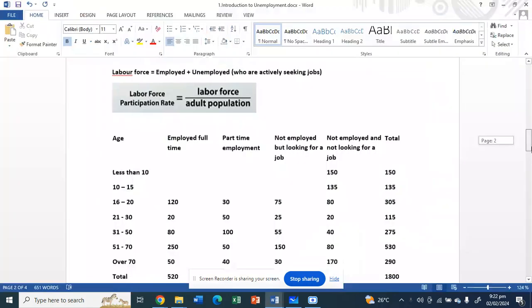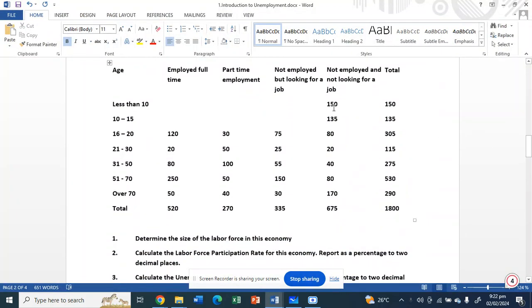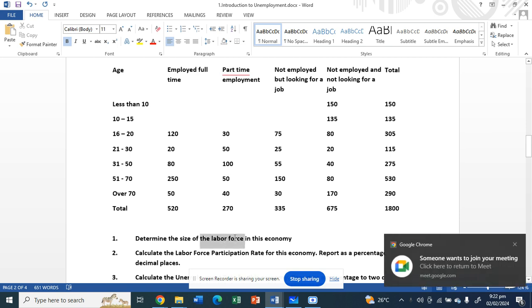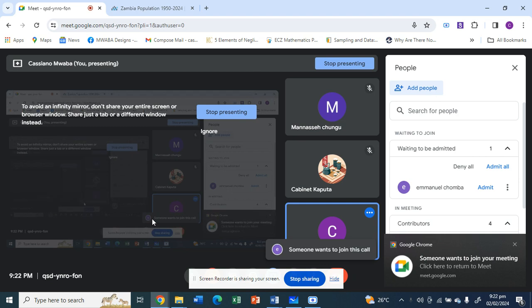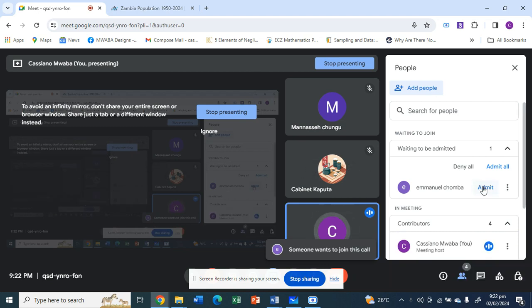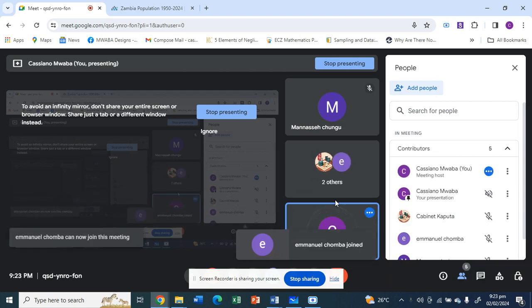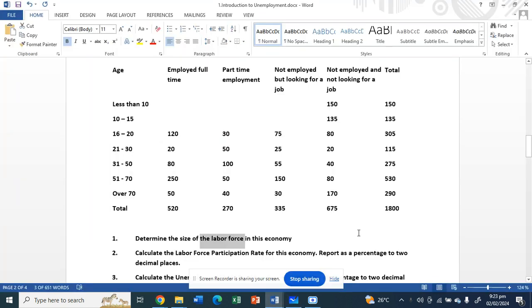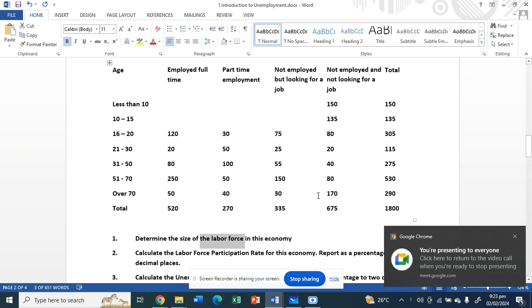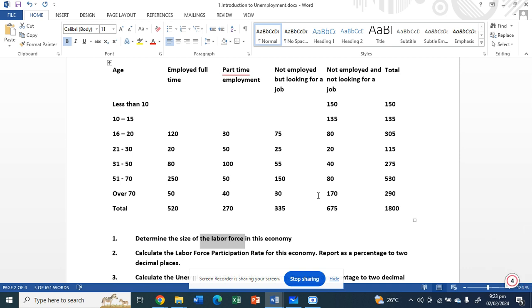All right, so we have a question here. We've been given information. They've asked us to determine the size of the labor force in the economy. Remember, the labor force consists of the people who are employed, and it also consists of the people who are unemployed. And you must remember that in macroeconomics, when we talk about an unemployed person, we talk about someone who hasn't got a job but is actively looking for a job.